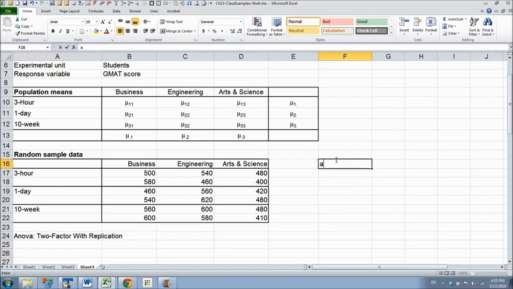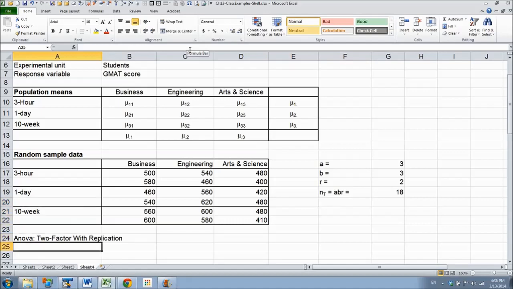and we have A equal to 3, so that is the number of levels of factor A: 3-hour program, 1-day program, and 10-week program. Now B is equal to 3 as well. That's our college. Then there are 3 different colleges, and for each combination we have 2 replications. We have 2 students from business school assigned to the 3-hour program, 2 students from business school assigned to 1-day, 2 students from business school to the 10-week program, and so on. So the total number of observations here, n sub t, is the product of those 3 numbers, A times B times R.